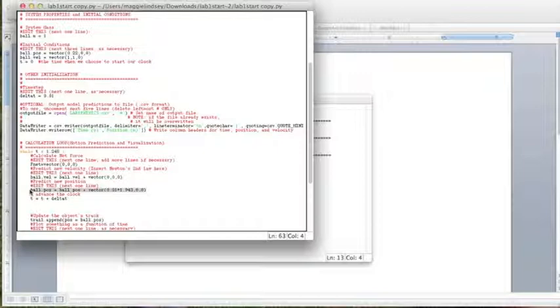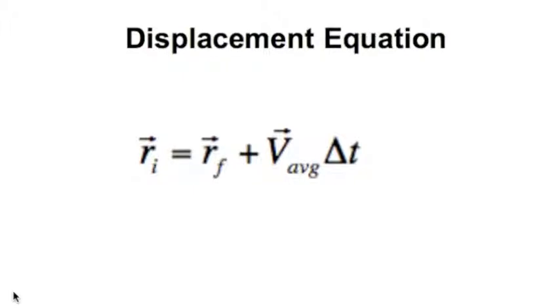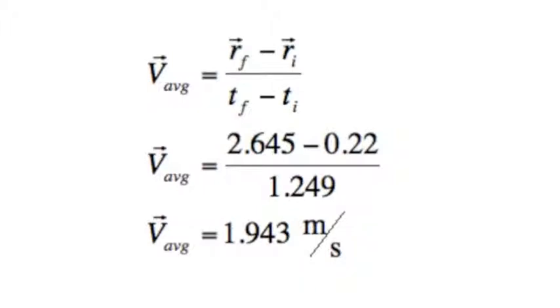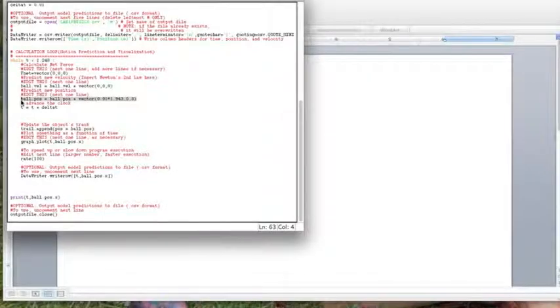This equation represents the displacement equation for constant velocity, which is R final equals R initial plus the average velocity times delta t. Here's the equation written out. The time vector is multiplied by the average velocity, which ends up being 1.943, and this was found by taking the average of the tracker data. The initial position was subtracted from the final position and divided by the total time. Here is the average velocity shown in our coding. Now we are going to run the module with time less than 1.248 seconds.